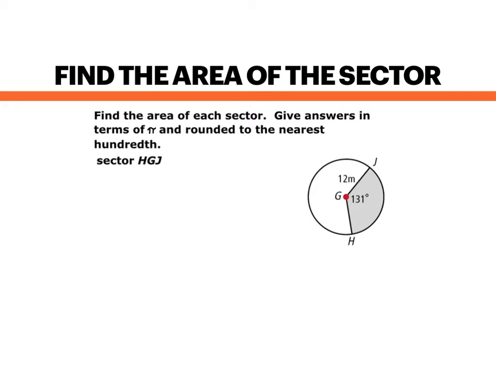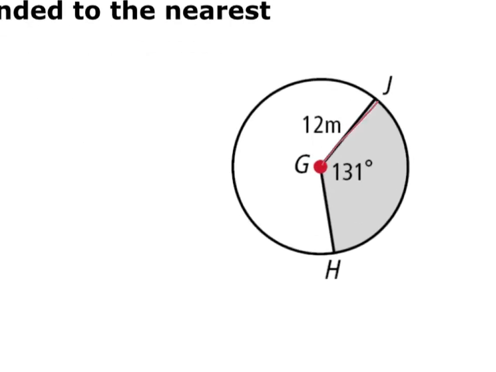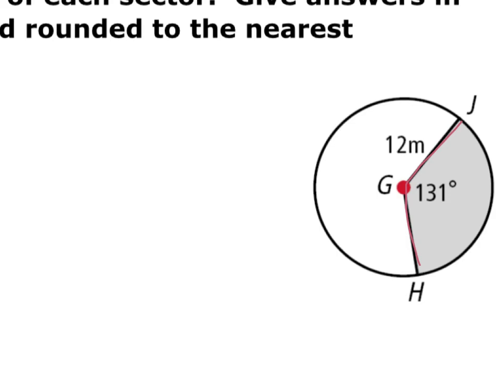So this brings us to our first example where we need to find the area of the sector. So give each answer in terms of pi and rounded to the nearest hundredth. So we're going to look for sector HGJ, so this shaded gray part here. So our formula is the area of the circle, so pi r squared, times the measure of our arc degrees divided by 360.